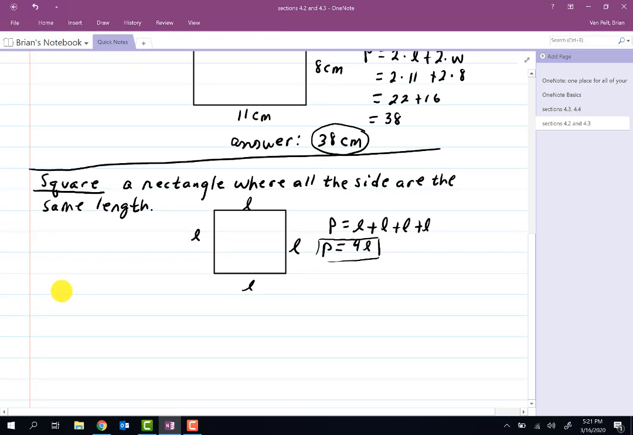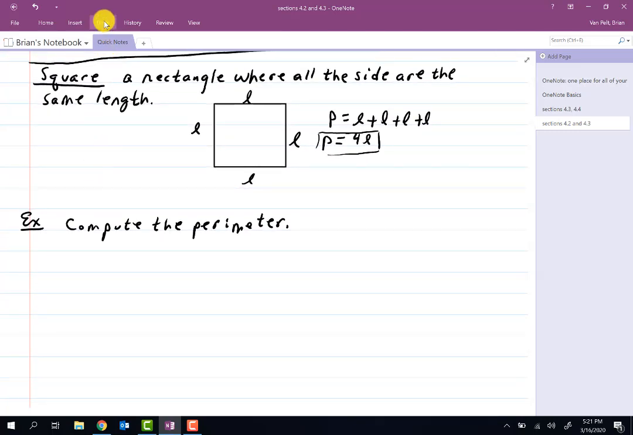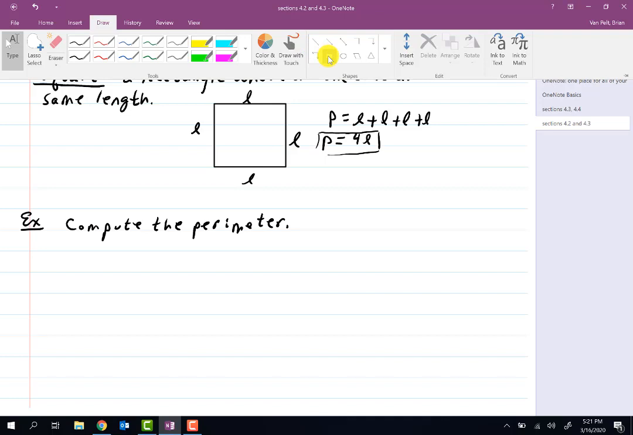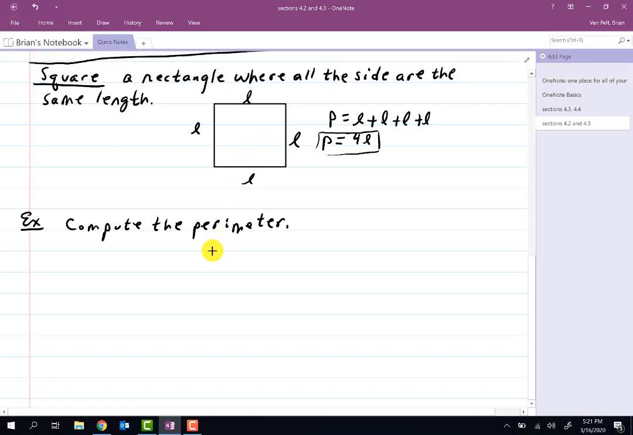So as a quick example, compute the perimeter. And I'll go ahead and draw us another square. I'll make a little bit bigger square than before. I guess that looks square enough to me. All right, this time they only have to give you one length, because since it's a square, all these other lengths are also 26 meters.